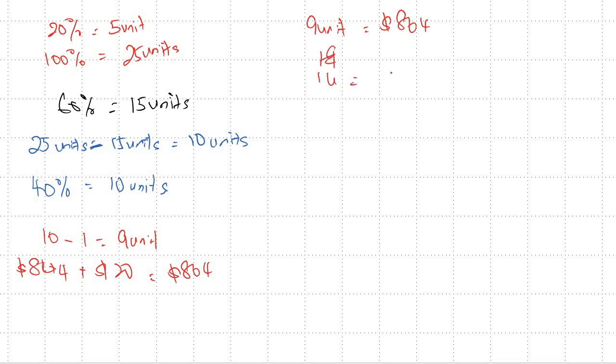1 unit equals $96. So if 1 unit equals $96, the question is asking what his monthly salary is. His whole month's salary is 25 units. 96 times 25 units will give you $2,400. This is the answer for A, which is his monthly salary.